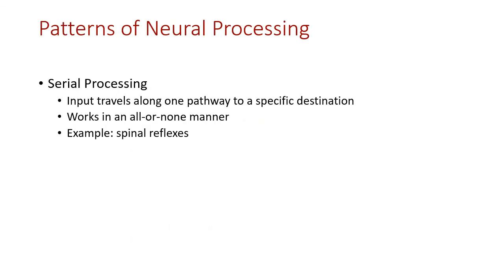So serial processing is where everything is going along the same pathway. And so it's going to a specific spot in the end. And so we saw many different varieties of serial processing that is occurring. Serial processing is what we see when we look at things like spinal reflexes. And so spinal reflexes are kind of an all or nothing type of an event. It either happens or it doesn't. We have to have enough stimulus in the original cell in order to get us to that point where it's going to fire off into the process.